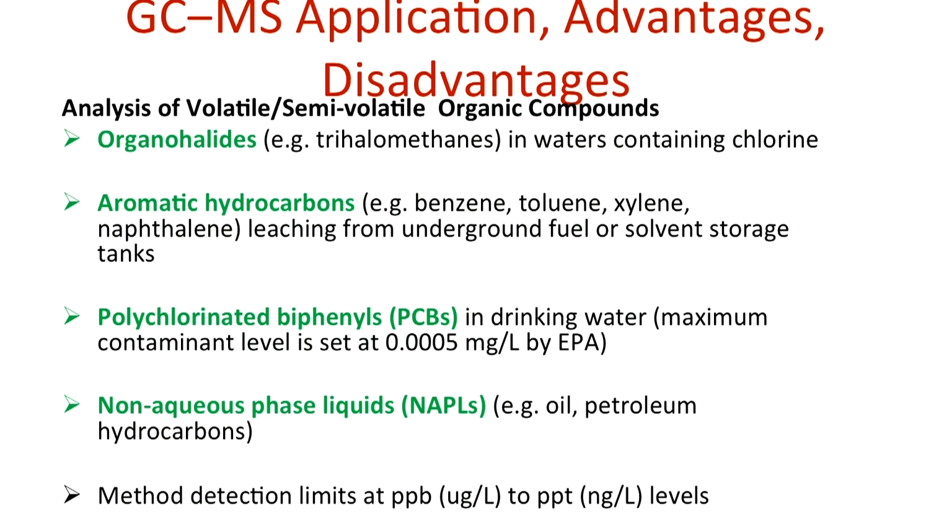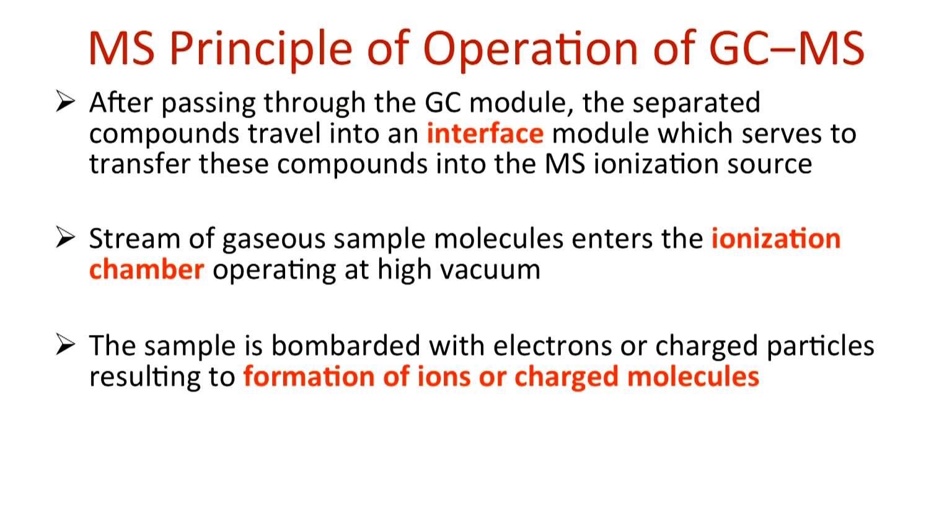And for GCMS, the detection limit is typically parts per billion to parts per trillion. So it's usually better than the previous detectors that I've mentioned. So here we introduce the principle of operation of the mass spec part of the GCMS.